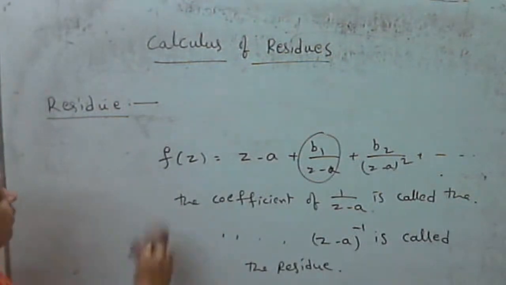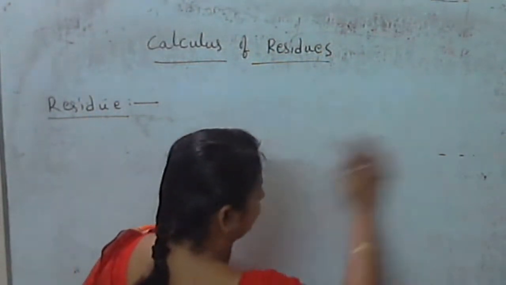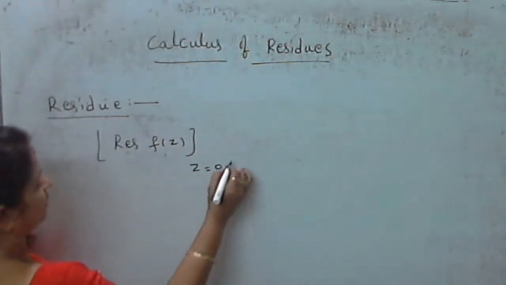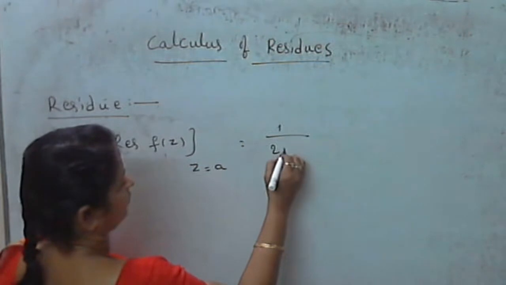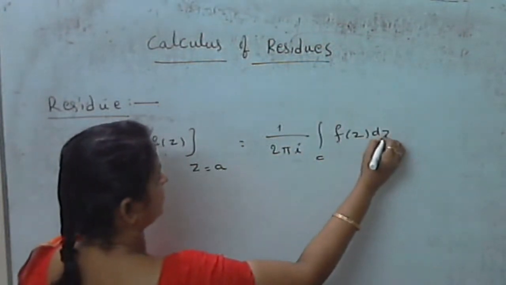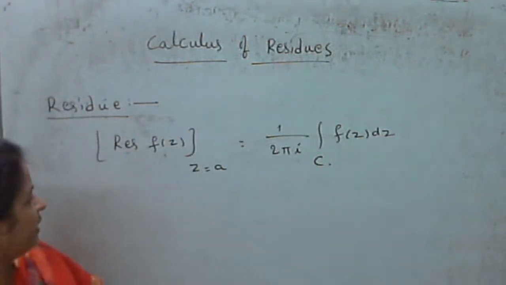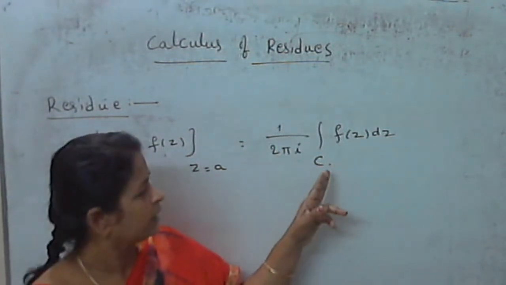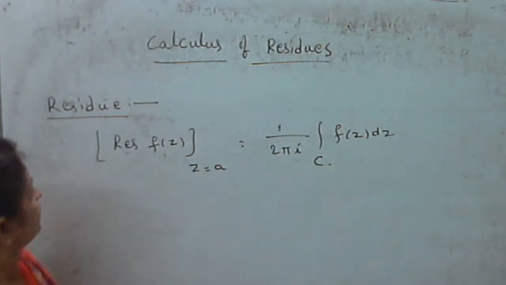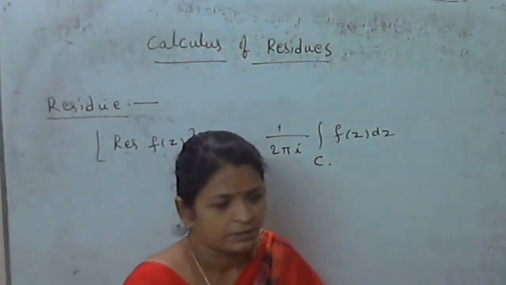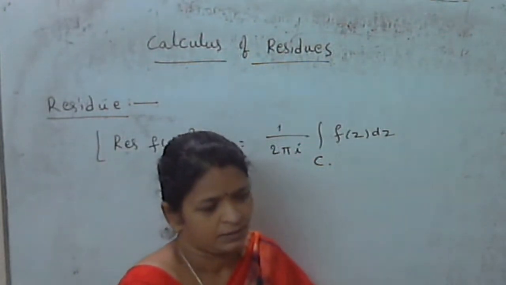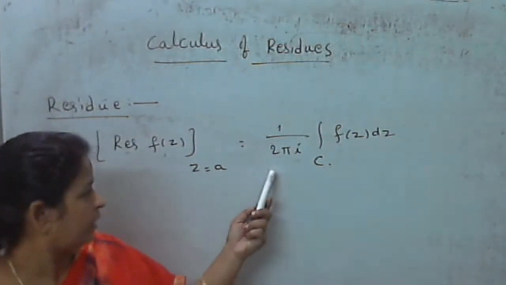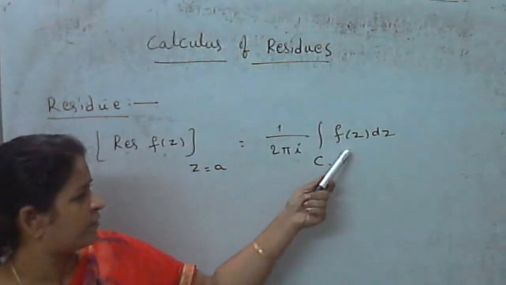It can be found mathematically. So the residue of f of z at z equal to a is equal to 1 by 2 pi i integral over C f of z dz. So by using the formula, the residue can be found. Residue means the coefficient of 1 by z minus a, that is, the coefficient of z minus a whole power minus 1. By formula, residue equals 1 by 2 pi i integral over C f of z dz.